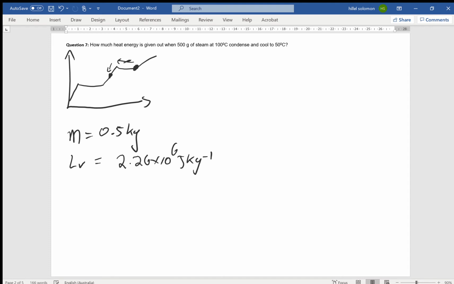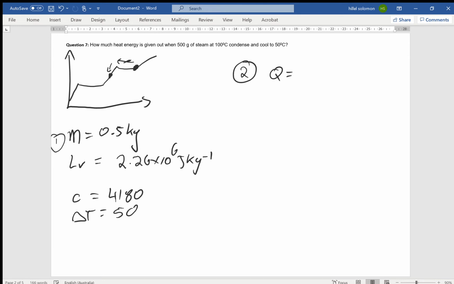We know that once it turns into water, the specific heat capacity of that is going to be 4180, and the change in temperature, it's going from 100 down to 50, so that is a change in temperature of 50 degrees Celsius. Now we can do some equation writing. So that's our first step, writing down the important info. Now we need to write the equation we're going to use.